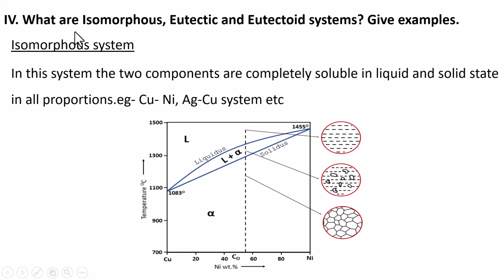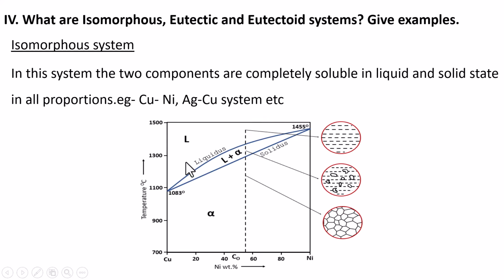Next question. What are isomorphous, eutectic and eutectoid systems? Give examples. Isomorphous system. In this system, the two components are completely soluble in liquid and solid state in all proportions, then it is called an isomorphous system. For example, the copper nickel system is an isomorphous system. The silver copper system is also an isomorphous system.